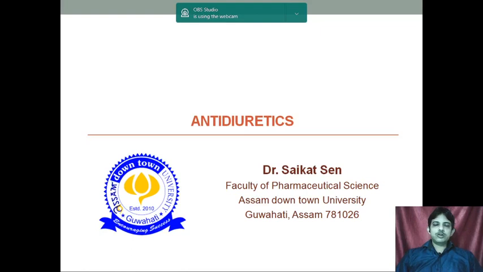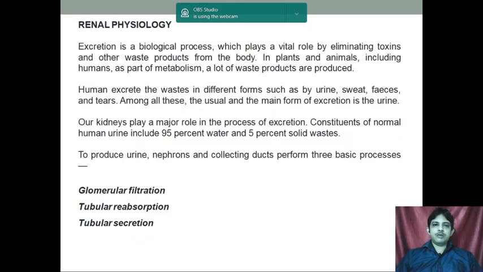Good morning. So today we are going to discuss the antidiuretic. Before we go to the antidiuretic, we'll see about renal physiology also. Now, whenever we are talking about excretion, it is a biological process and it is one of the important parameters of pharmacokinetics also.